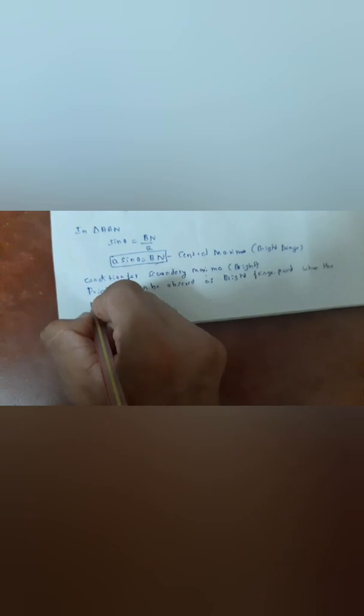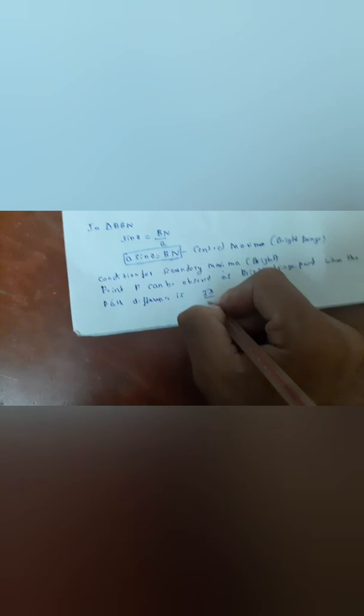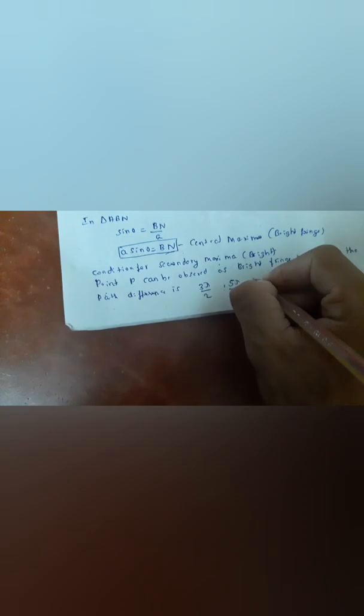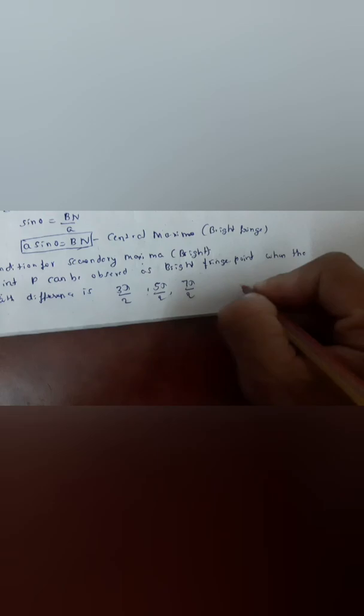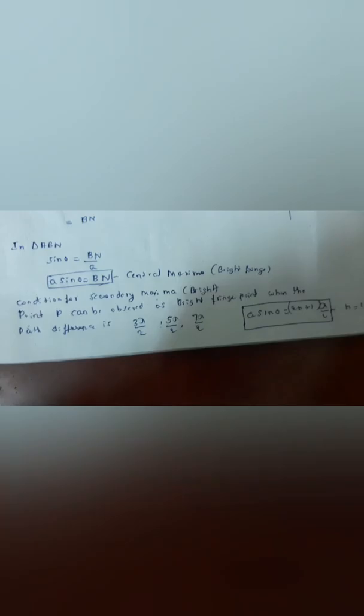when the path difference is 3 lambda divided by 2 and 5 lambda divided by 2 and 7 lambda divided by 2. So here we can consider in the equation A sin theta is equal to 2n plus 1 into lambda by 2. So this is the equation for the condition for the secondary maxima, where n is equal to 1, 2, 3, 4, which are the normal natural numbers.